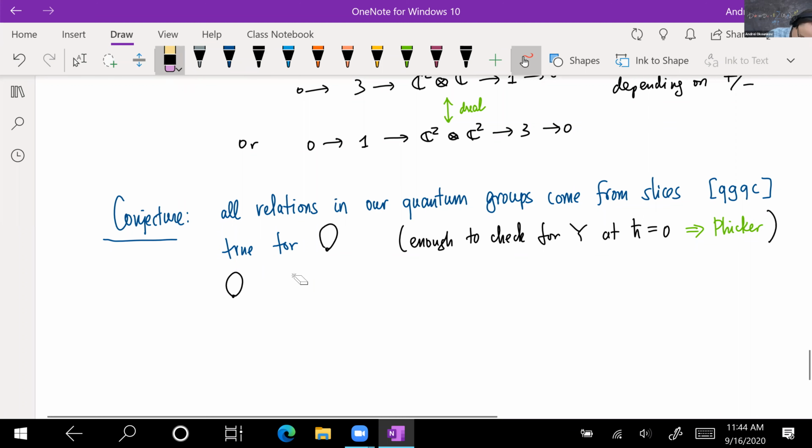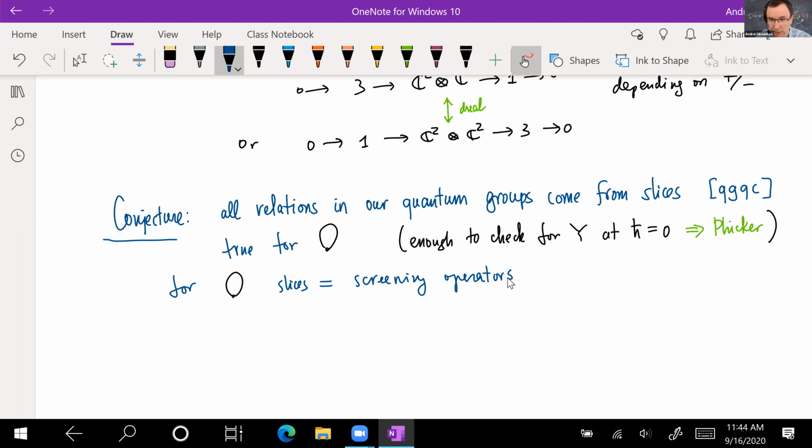these are screening operators. You can identify slices with the screening operators. So not only can you have a topological description of what the relations are, but you can also write it in terms of some kind of Virasoro, q-Virasoro, elliptic Virasoro, however you want to think about it. Then there are some operators you can write that commute with it, and those are the screening operators.